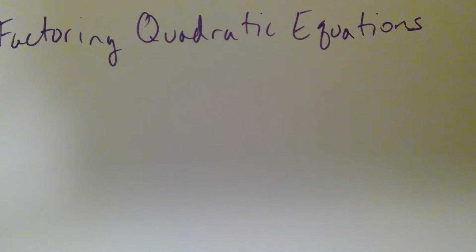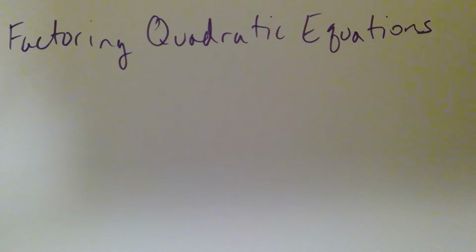This video will go over how we factor quadratic equations. So far we've looked at vertex form, standard form, and zeros, as well as the graphs of parabolas, which are quadratic equations. Now we're going to look at factoring. Factoring is one of the best ways to find the zeros, roots, solutions, x-intercepts of a quadratic equation.